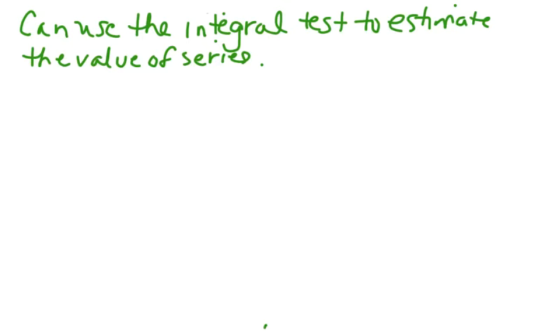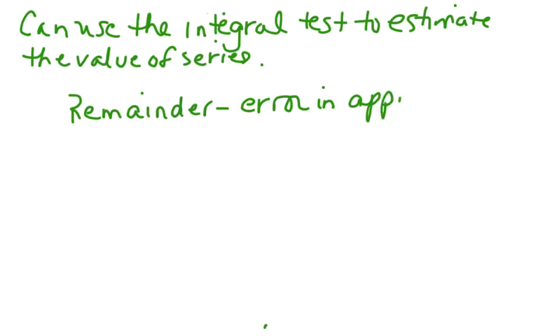So we can use the integral test to estimate the value of the series, but what I'm really interested in is exploring the concept of the remainder. And the remainder, as I said in class, is the error or the leftover. That remainder is the error in approximating a convergent series by the sum of its first n terms. So it's the error in approximating the series to a finite number of terms, specifically n.